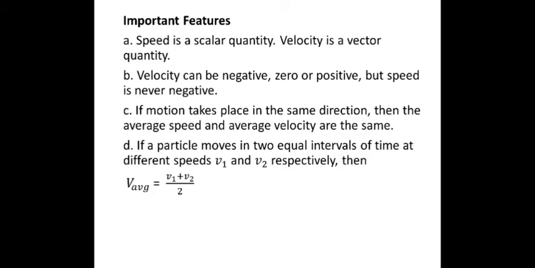Velocity can be negative, 0 or positive, but speed is never negative. Speed is always positive. Velocity can have a negative sign or positive sign, or you can get 0. But for a motion, speed is always positive. Speed is never negative. You can't get speed with a negative sign.